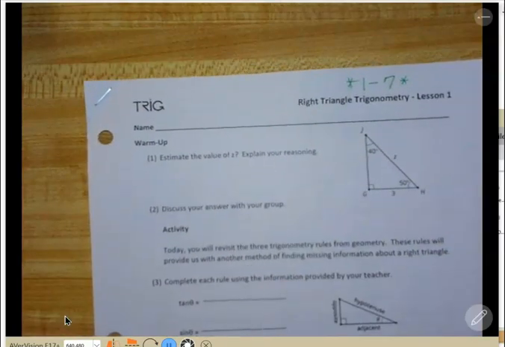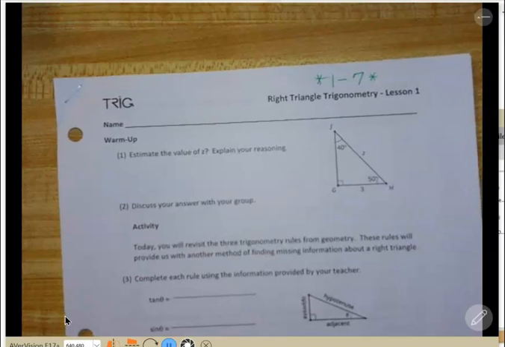So go ahead and complete number 1. Turn the video off, and then when you're finished with it, turn it back on.